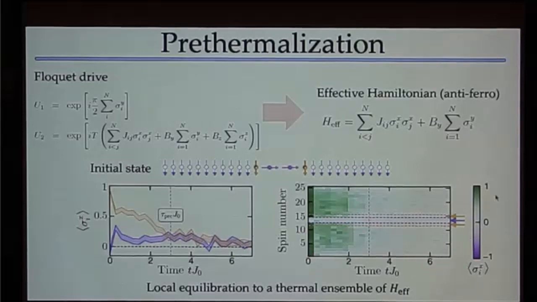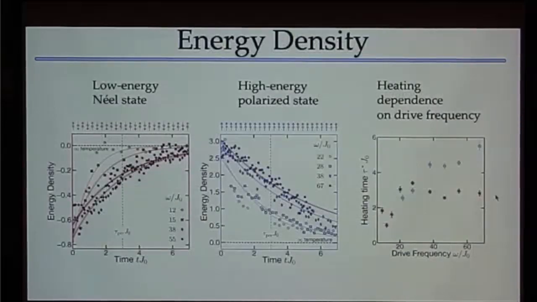We characterize the heating timescales by looking at the energy density, how it evolves in time and how it converges to infinite temperature. We can measure the energy; it's just 2-body and 1-body correlators, and we see how it behaves as a function of our drive frequency. So we drive faster and faster, and in principle this decay should be exponential, but of course we have decoherence. But the trend is qualitatively what we expect.